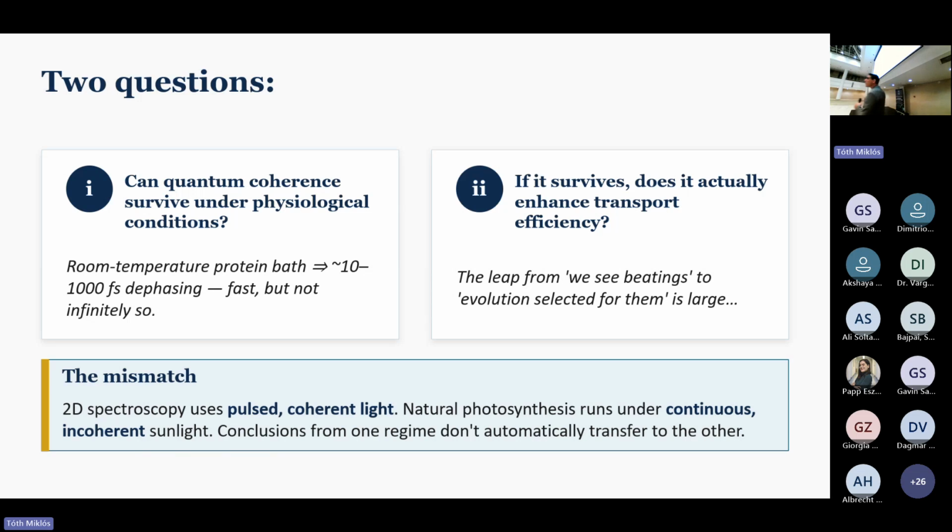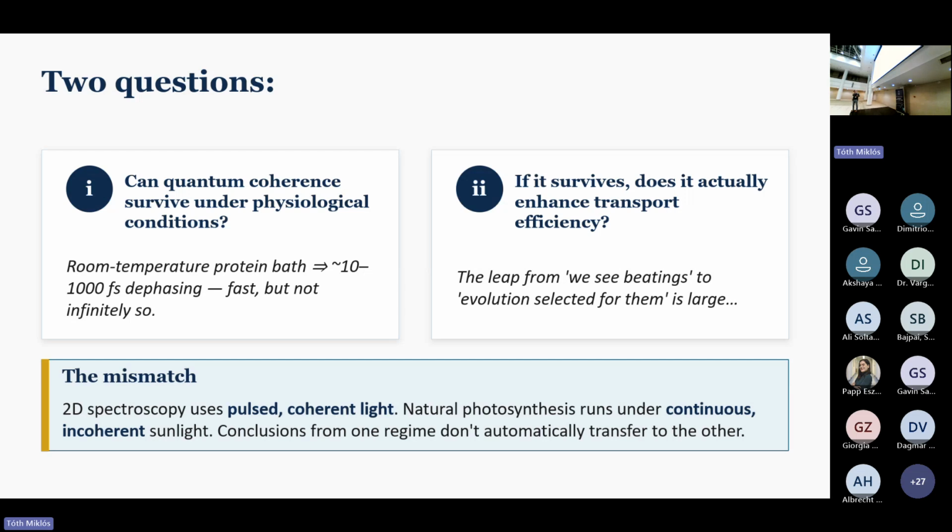Right. So we have two questions that we want to think about. One, can quantum coherence even survive under physiological conditions in these photosynthetic systems, which are hot and liquid and floppy and have very soft vibrations? We would imagine quantum coherence would immediately disappear. And it turns out that these vibrations have a time scale of 10 to 1,000 femtoseconds. So dephasing is fast, but it's not infinitely fast. Right? It's not instantaneous, and maybe something happens in these timescales which means something to the system.